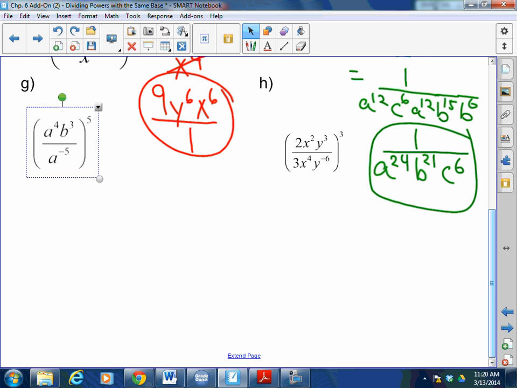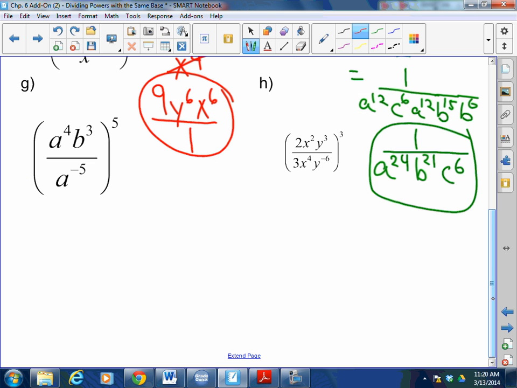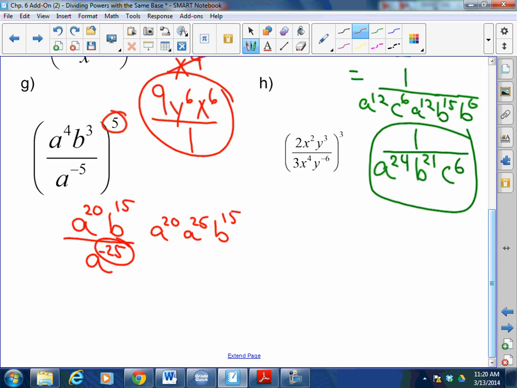Okay, next. I've got a 5 on the outside, so I got to distribute that 5. So I got A to the 20, good job. B to the 15 over. Excellent. What do I got to do with this negative? Bring it up, bro. So I got A to the 20. Very good, son. A to the 45. B to the 15th. And that is over 1 because it's in the numerator. That was excellent, son. Well done, brother.